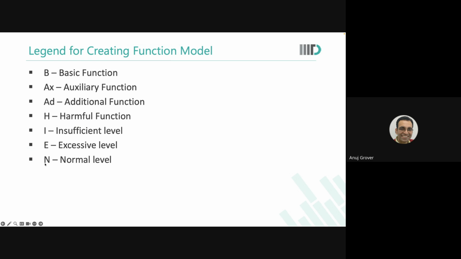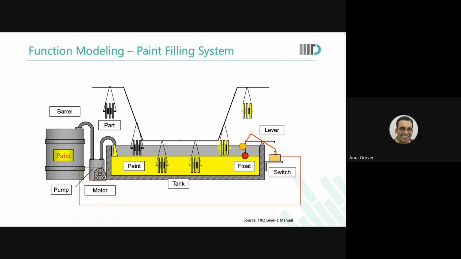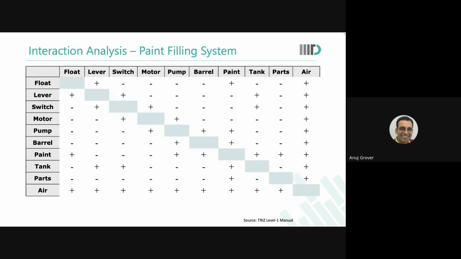You can use different labels when you make your function diagram, but you have to clearly build a legend. What does what mean? So that when I evaluate your diagram, I can look at your model that way. Okay. So this was the paint filling system that we've already worked on. We already have its component list. We already have its interaction matrix. And now we want to start to write the functions.